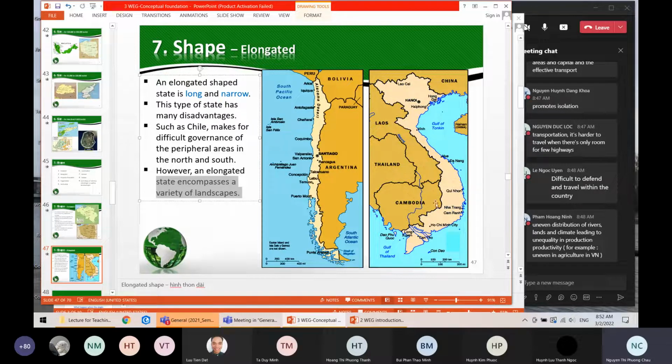And what else? Okay, we discussed a bit with difficult to defend. Some of you mentioned about difficult to defend. So what is it? We can think more about far distance from the central government. The government cannot control the remote area.